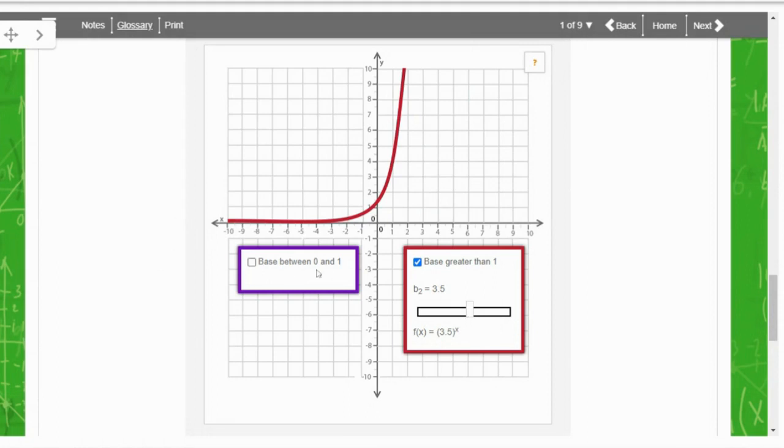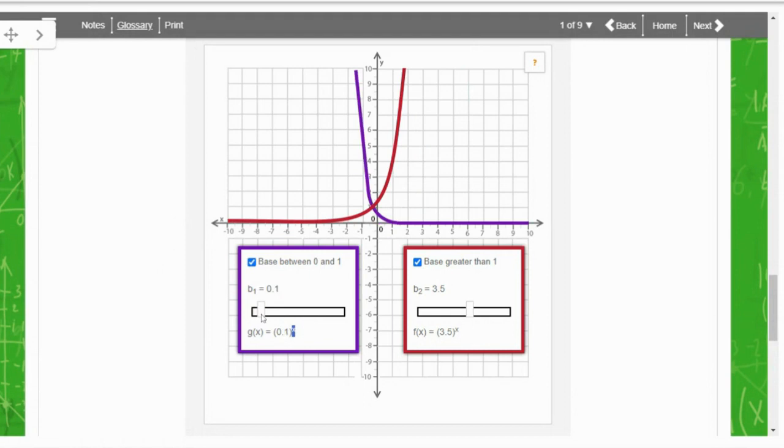Base between 0 and 1. All right, so between 0 and 1. So like if the base is just 0, 0 raised to the power of anything is just 0, but only on the positive side. Notice we can't have the negative side because if you have a negative exponent, you have to move it under the fraction, and you can't divide by 0. So it only exists there. But let's move it up. 0.1. 0.1 raised to the power of x. You could also call this 1/10 raised to the power of x. Anything between 0 and 1.